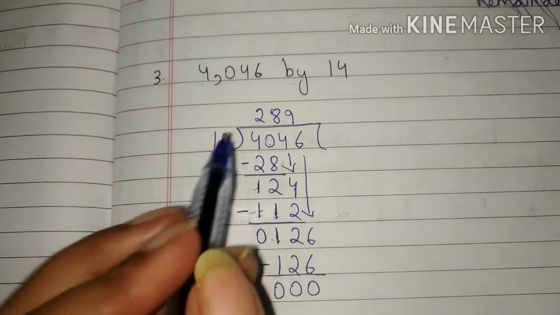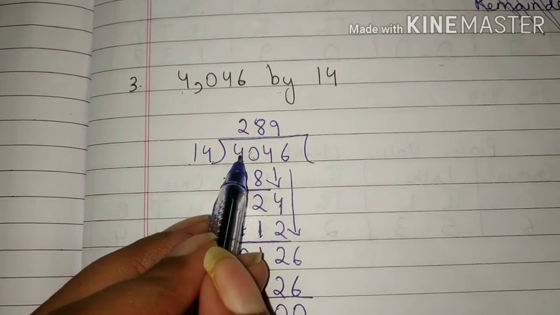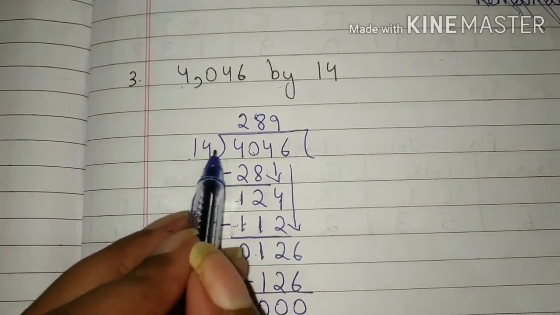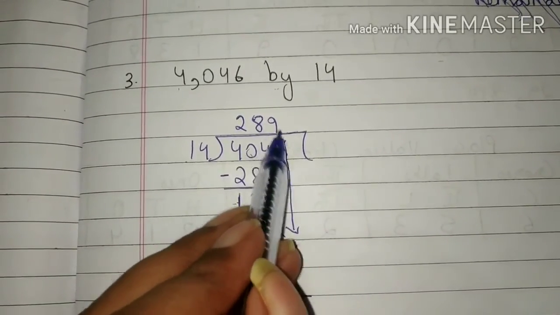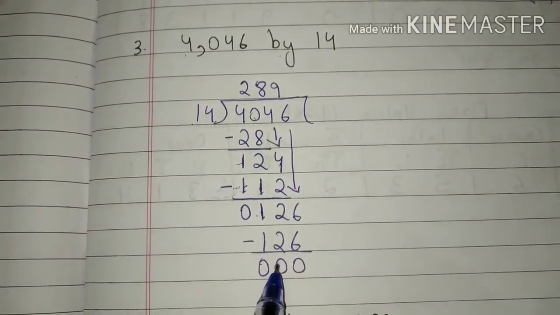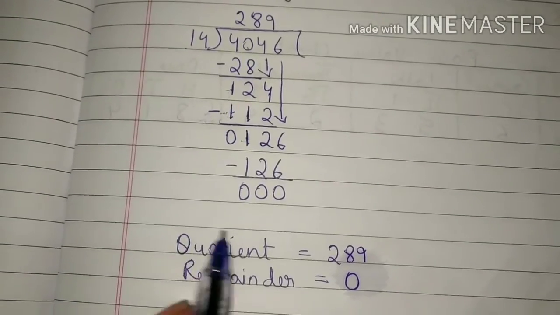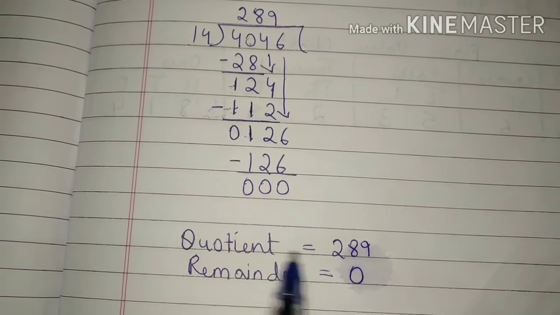Students, 4046 divided by 14 will give 289 as quotient and 0 as remainder. So quotient is 289 and remainder is 0.